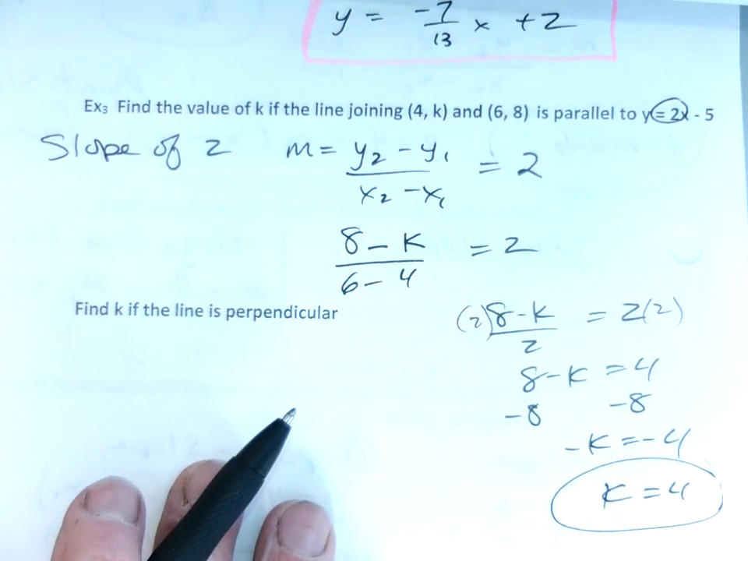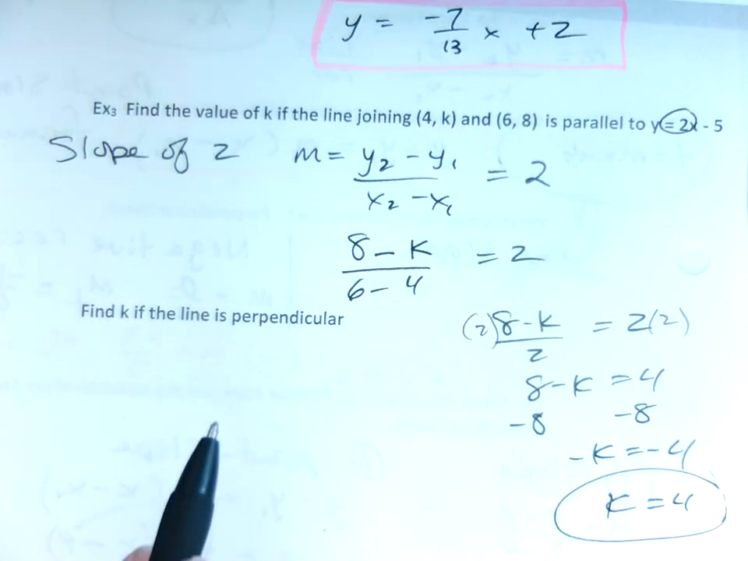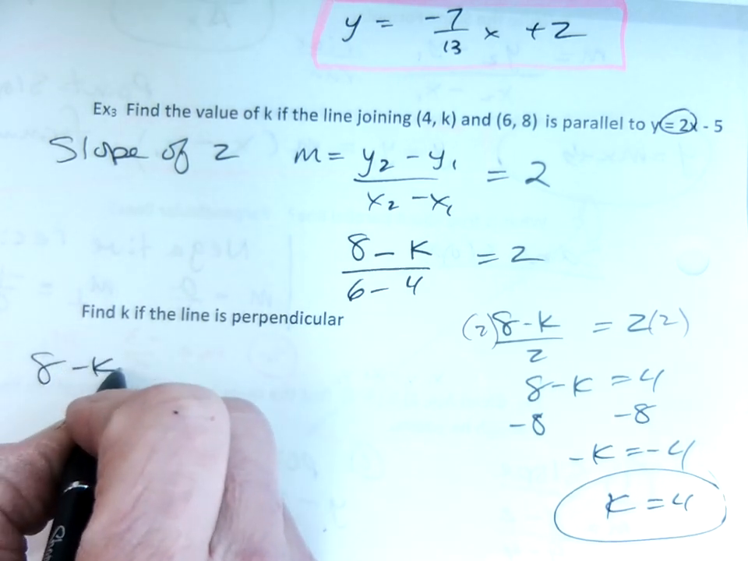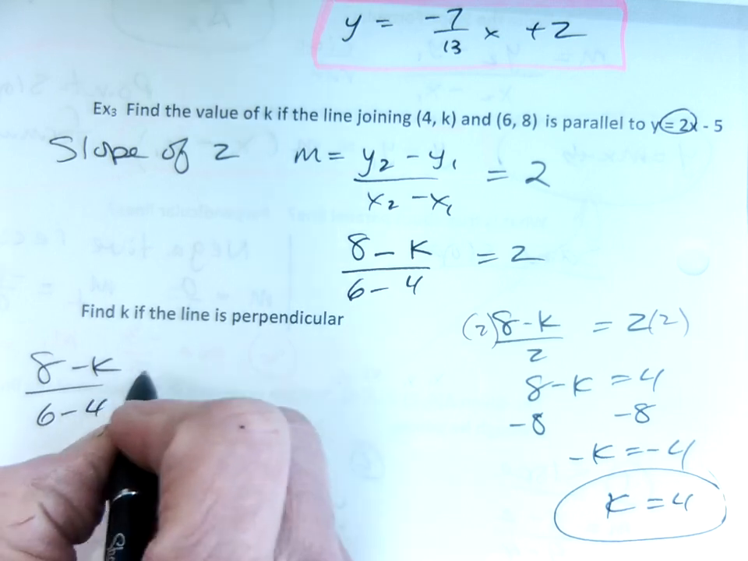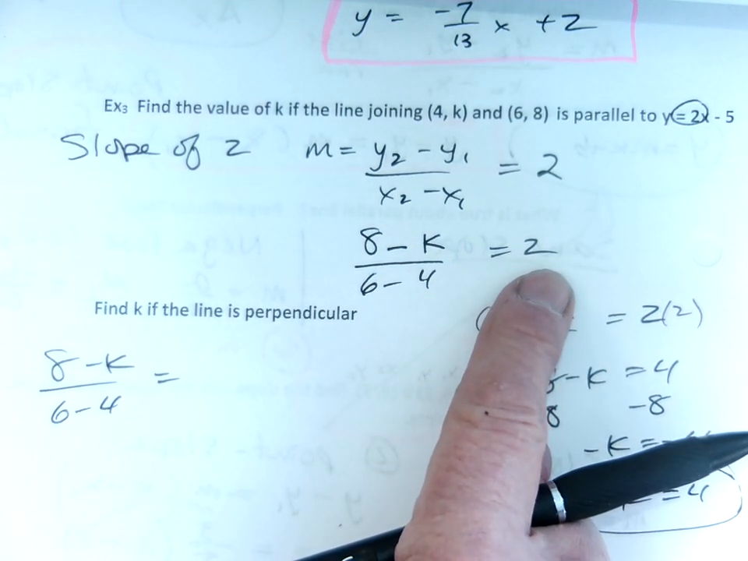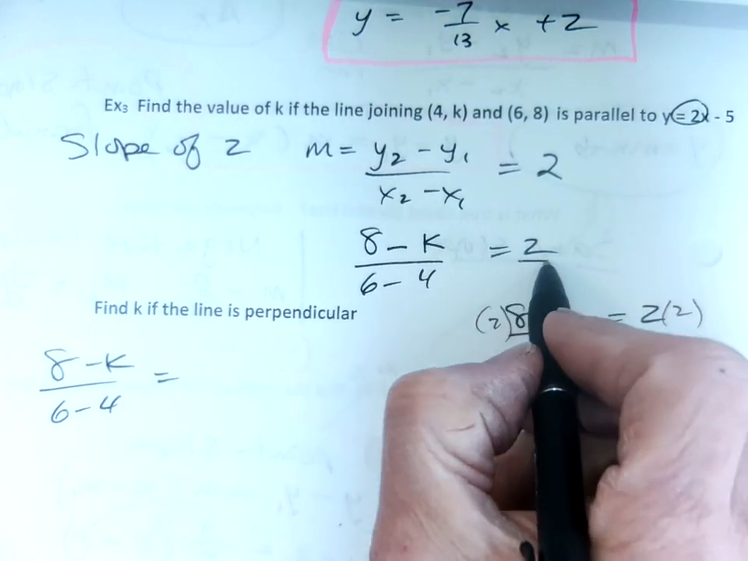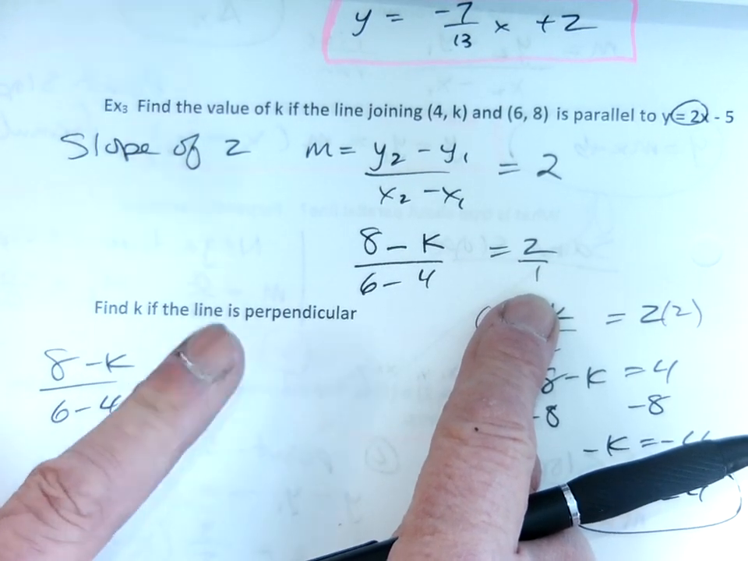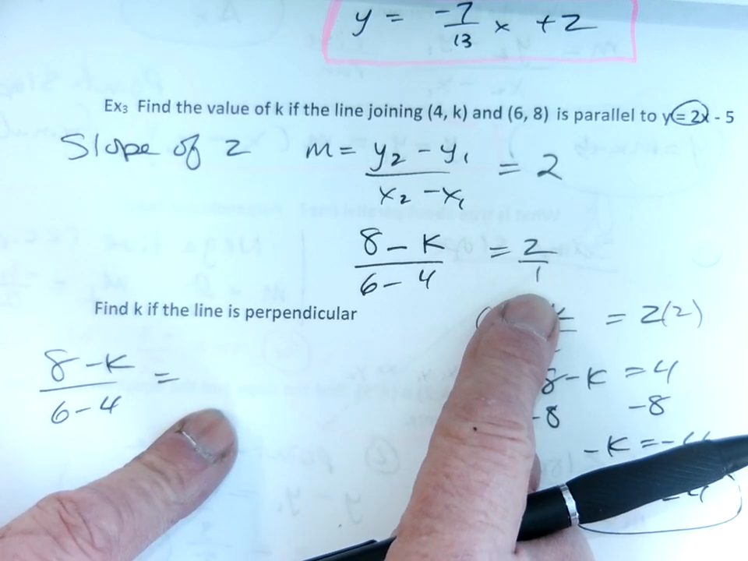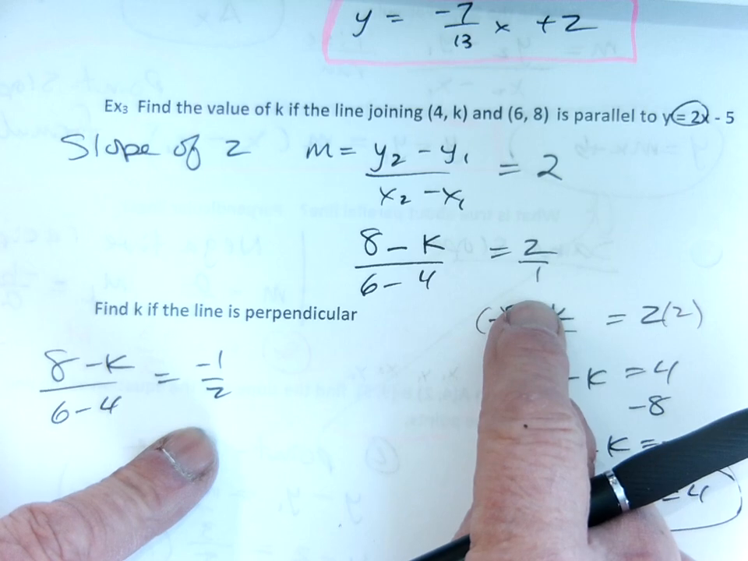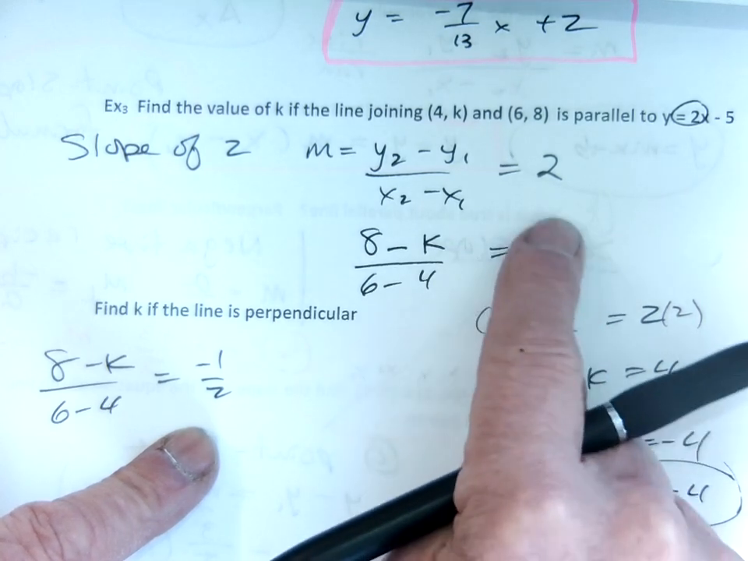Now, what about perpendicular? We'll do the exact same thing. We'll set it up, except I'm going to go my 8 minus k over my 6 minus 4 equals what? Not 2. Perpendicular, so what am I going to set it equal to? Negative 1/2. You guys agree? Why negative 1/2? Has to be perpendicular, right? Which is the negative reciprocal.